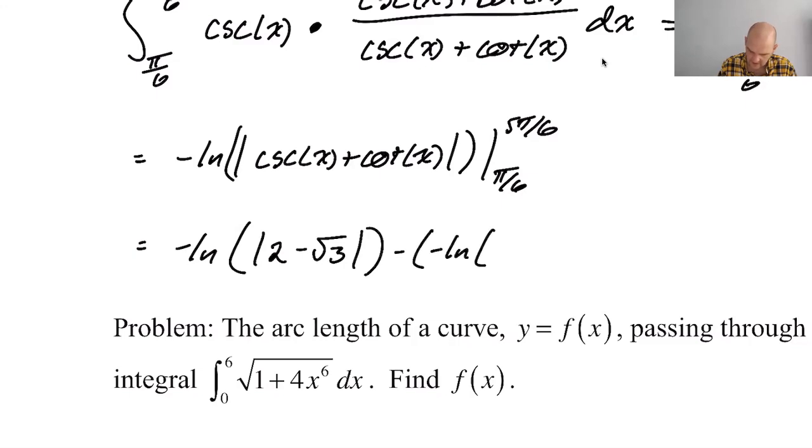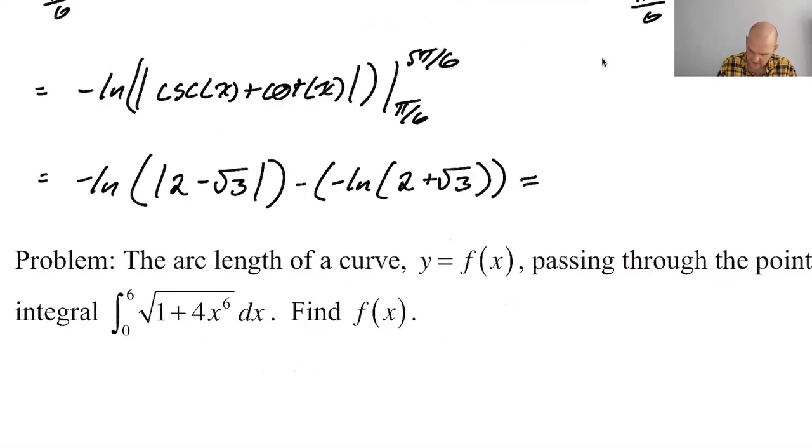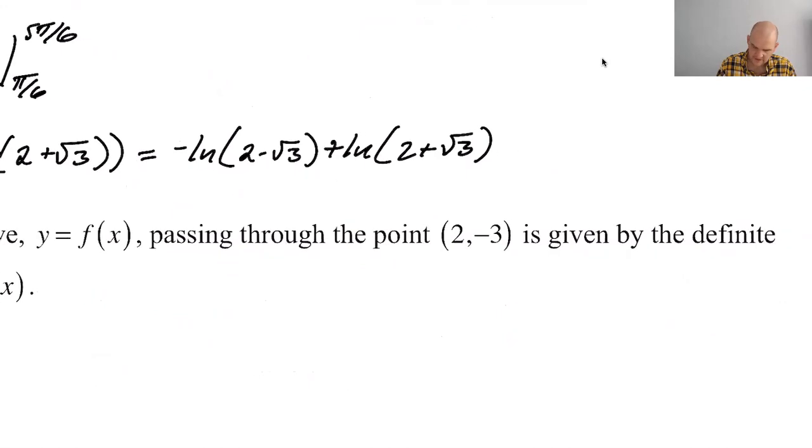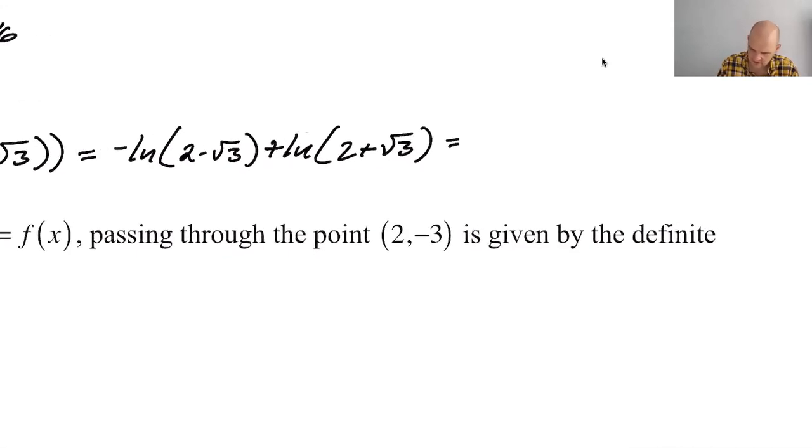Minus negative natural log of, the same discussion, 2 plus radical 3, which is definitely positive. So here we get negative natural log of 2 minus radical 3 plus natural log of 2 plus radical 3. And so what might someone do with this? Well, you can rearrange it, have the positive minus the other thing, and then subtraction becomes division. So this will be the natural log of 2 plus root 3 over 2 minus root 3.